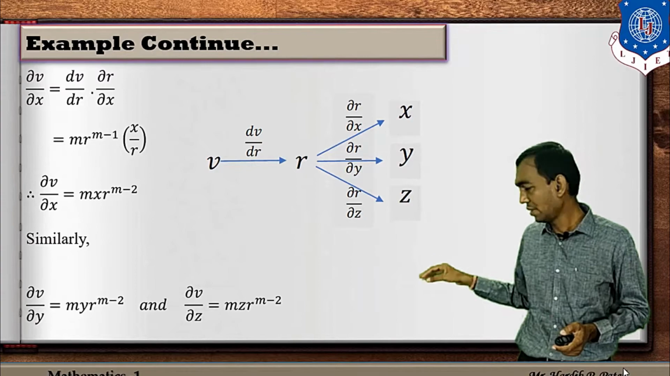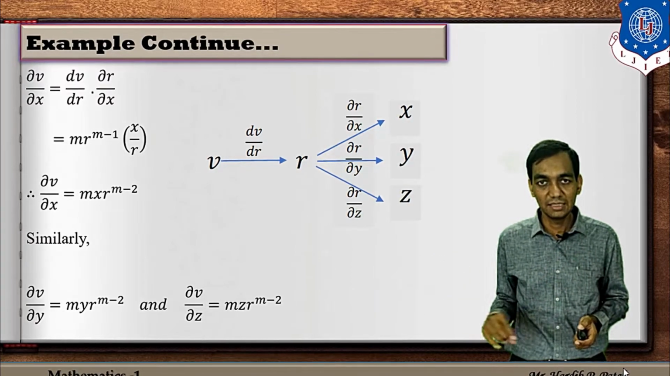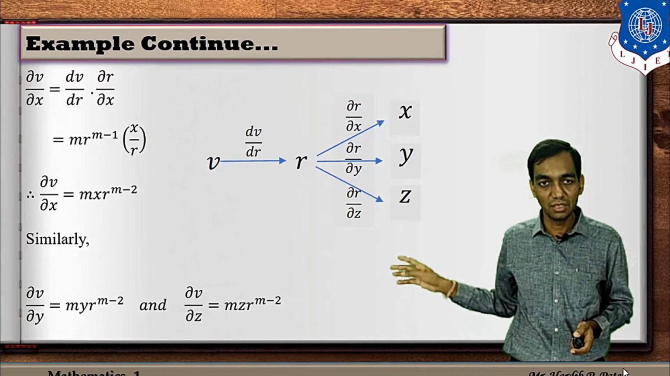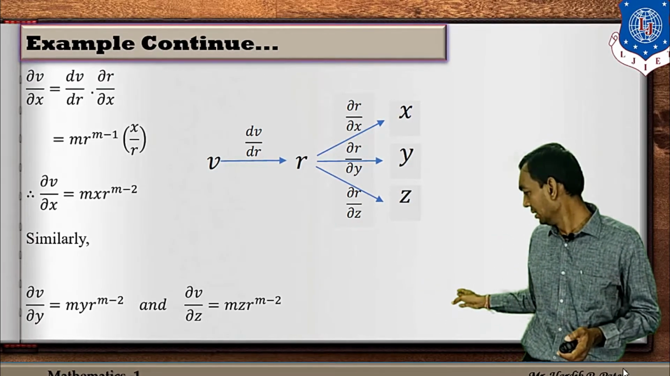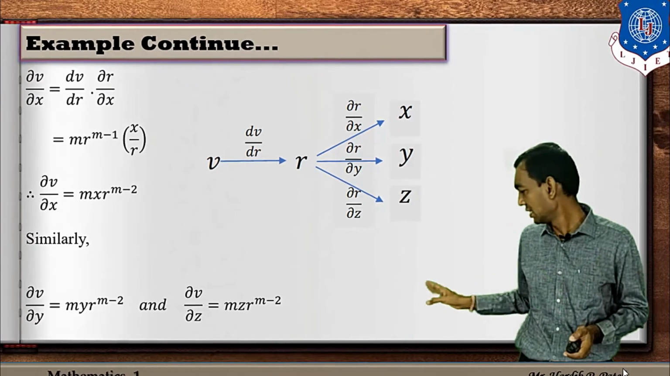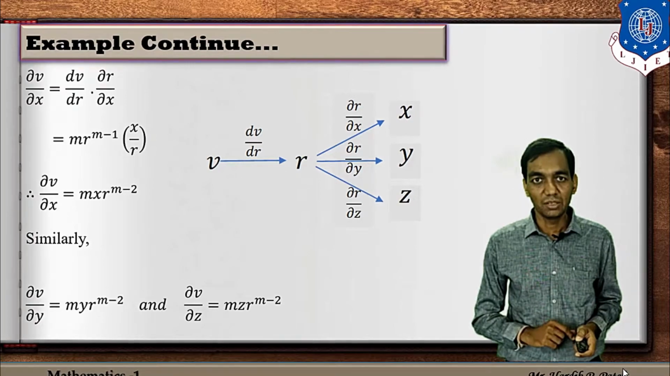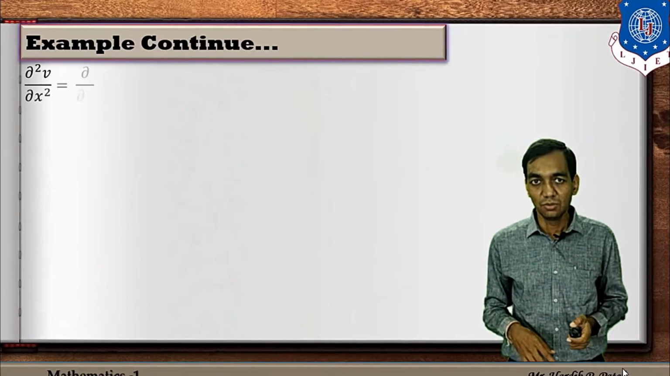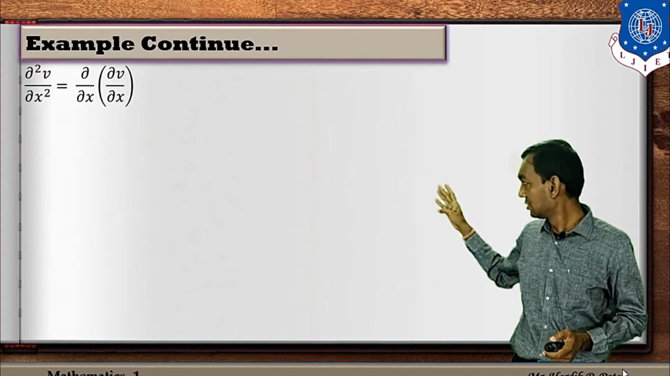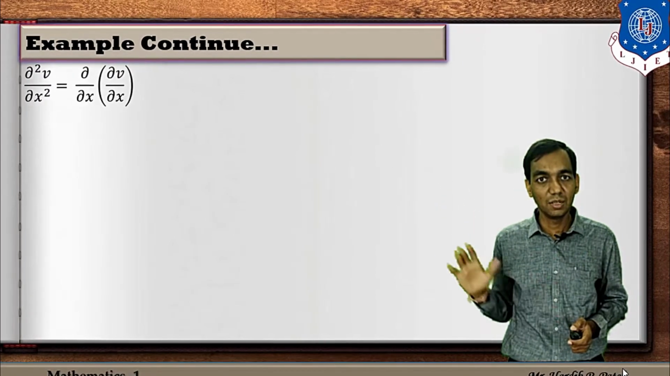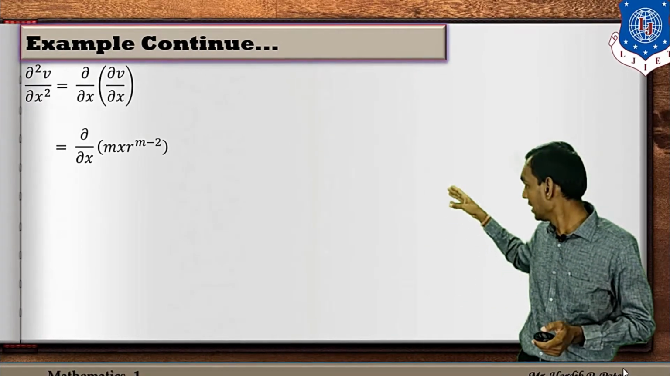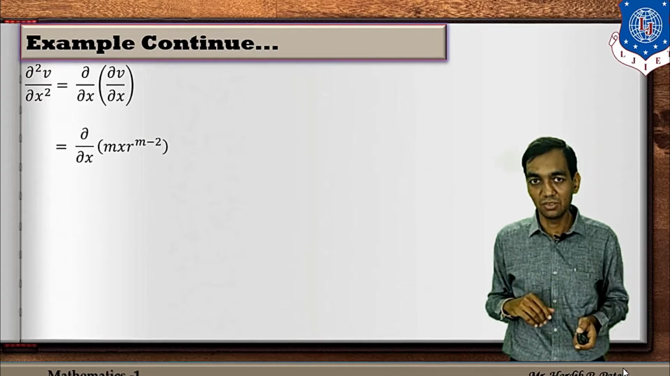Putting both values and simplifying, that will give you ∂v/∂x is equal to m x r raised to m minus 2. In the same manner, ∂v/∂y is m y into r raised to m minus 2, and ∂v/∂z will be m z into r raised to m minus 2. Now we are going on to the second order derivative, ∂²v/∂x², that will be ∂/∂x of ∂v/∂x. But ∂v/∂x is nothing but m x r raised to m minus 2.